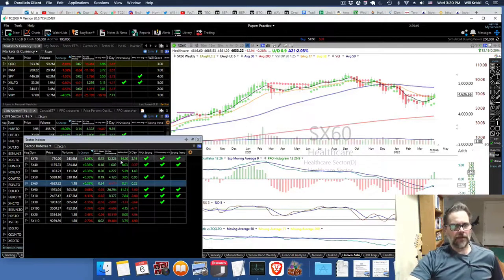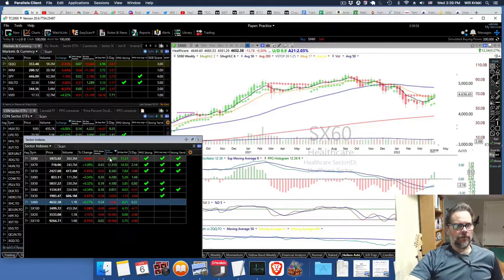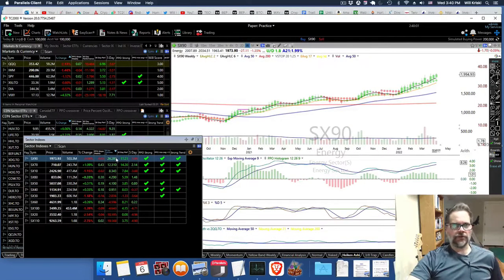I also have added columns here for 90-day, 30-day, and 5-day performance, so I can see not just today, but like which ones are kind of doing the best. So that way I can see 90 days, obviously energy.